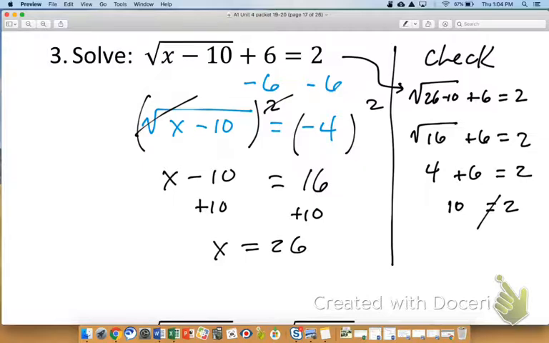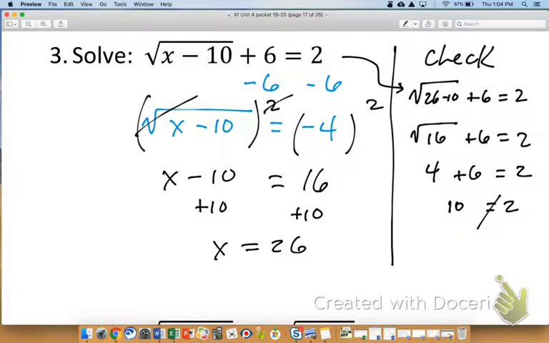I subtracted 6 from both sides. I did that correctly. I squared both sides. I did that correctly. I added 10 to both sides. I did that correctly. So I'm feeling really good that no mistakes were made to get to that 26. Yet when I check it, it doesn't work. So here's what that means.